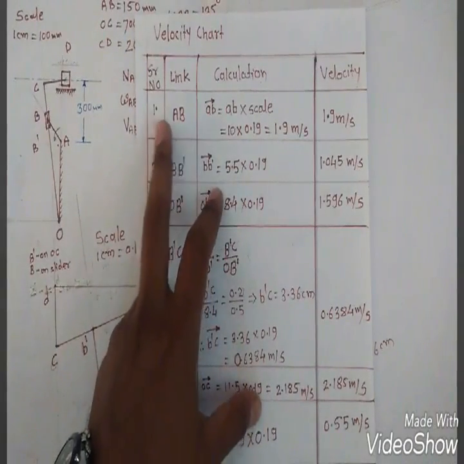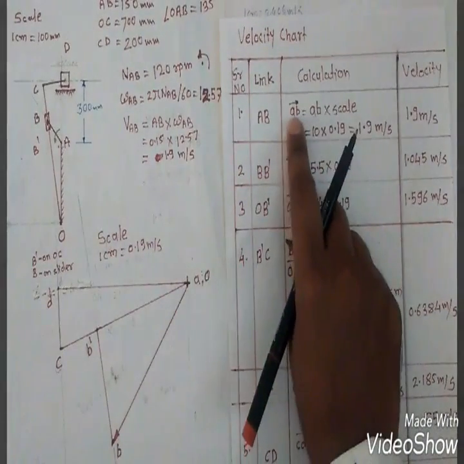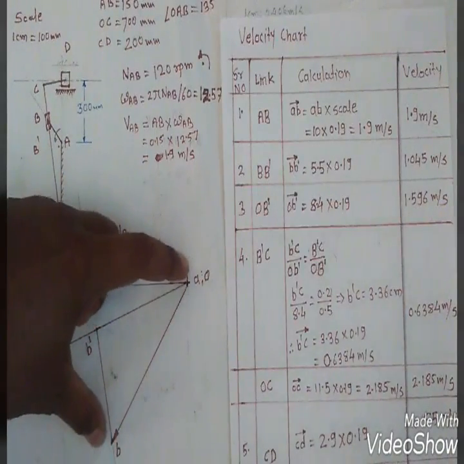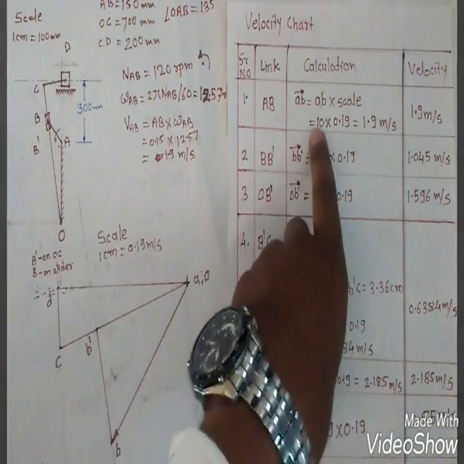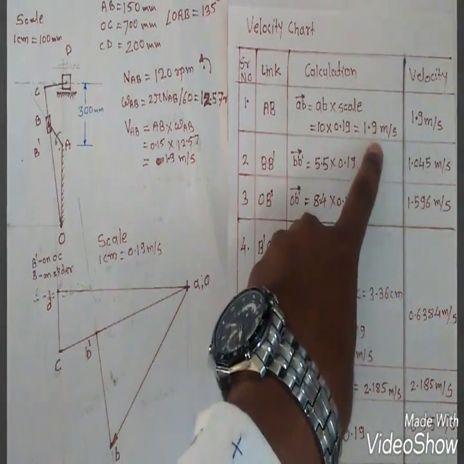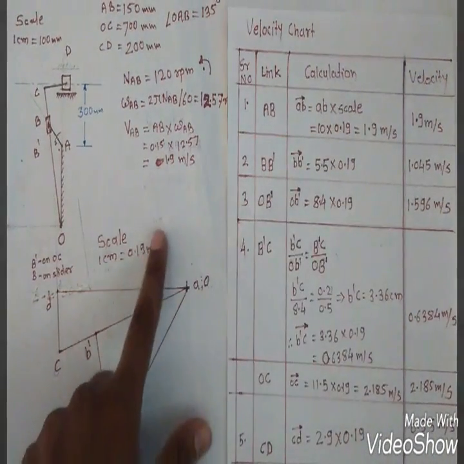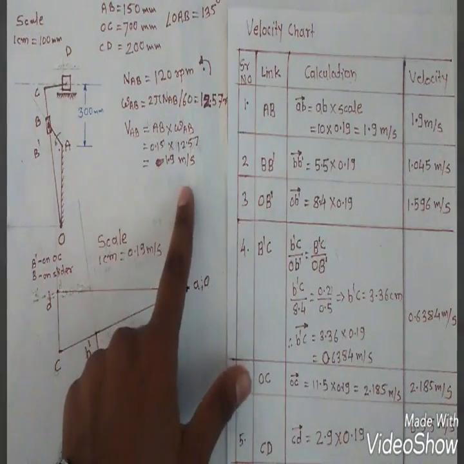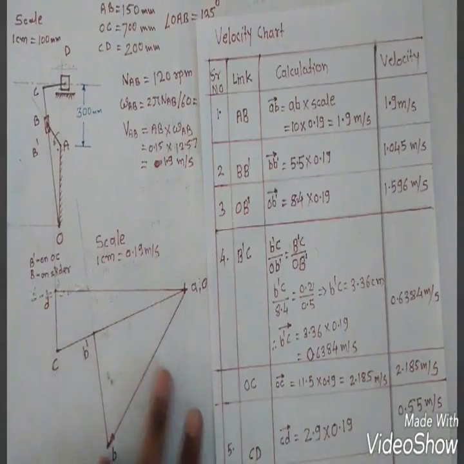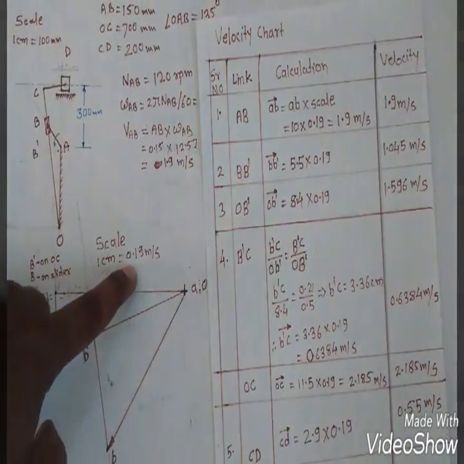The first link is AB, and for AB the velocity vector is vector AB, that is this vector AB, and here it is 10 centimeter, that is AB into scale, 10 centimeter into scale 0.19, it is 1.9 meter per second. Actually this one we have calculated in our calculation, VAB equal to 1.9 meter per second. But the same method we have to follow. We have to just measure the distance from the velocity diagram and multiply it with the scale. Here it is 0.19.